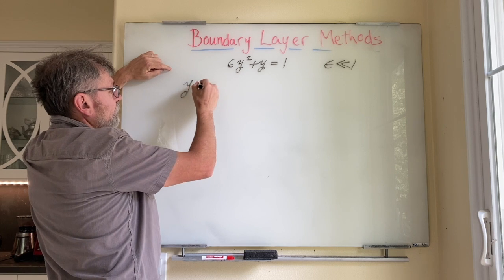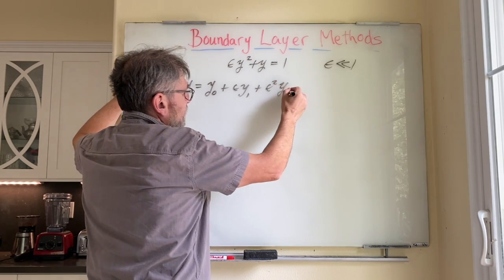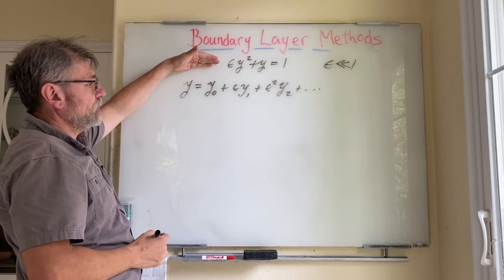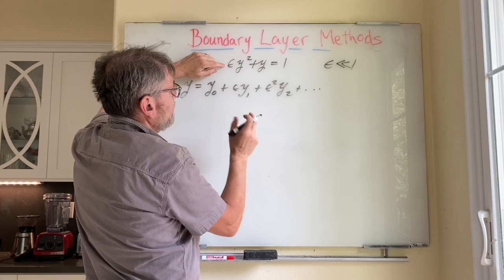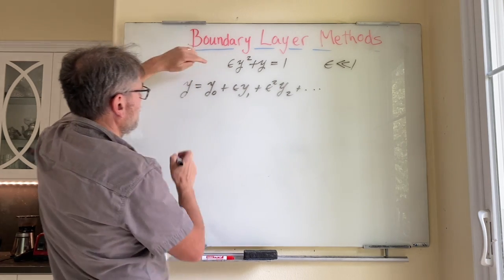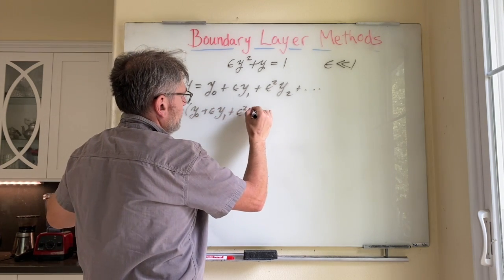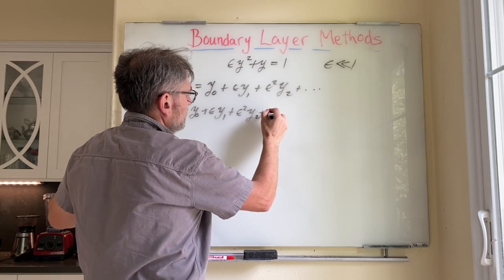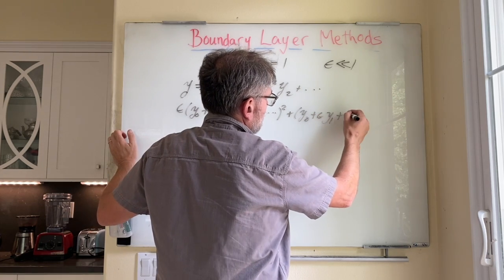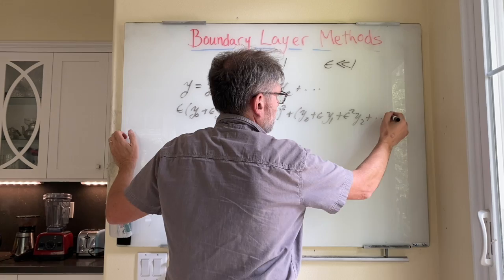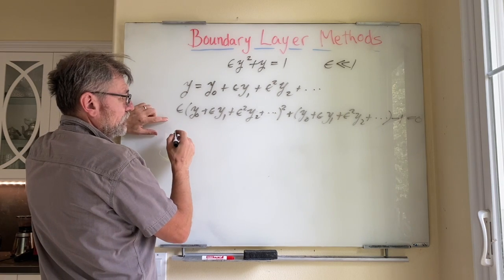So we're going to look for a solution of the form y is equal to y naught plus epsilon y1 plus epsilon squared y2 plus dot dot dot. We'll substitute into the equation and collect terms, and then set the coefficients of each power of epsilon to be 0 separately. So plugging in, we get epsilon times (y naught plus epsilon y1 plus epsilon squared y2 plus dot dot dot) squared plus y naught plus epsilon y1 plus epsilon squared y2 plus dot dot dot minus 1 equals 0.